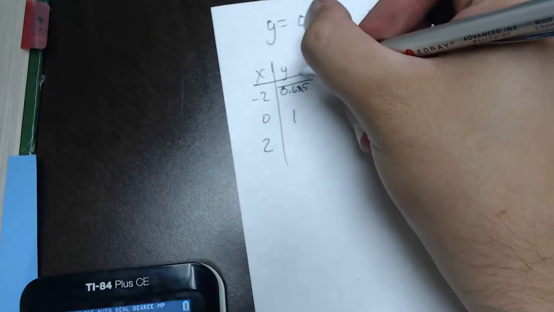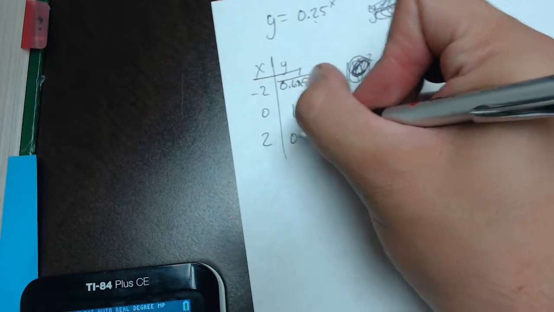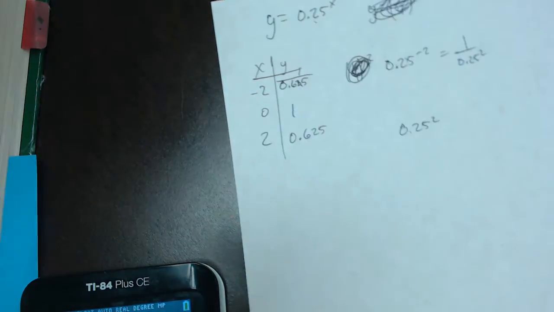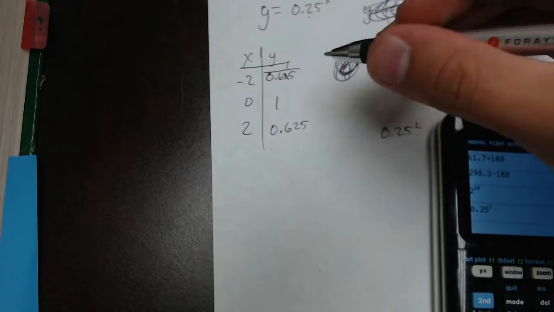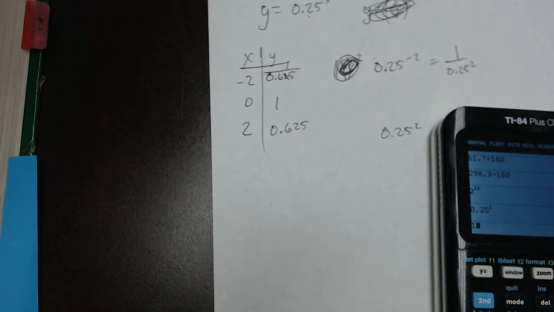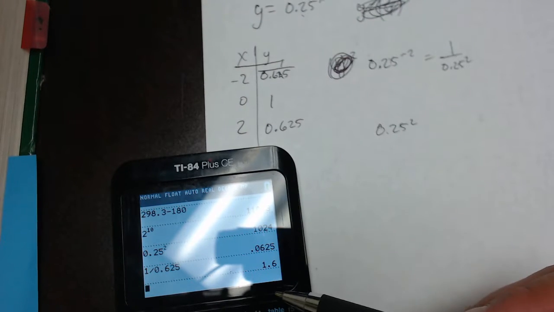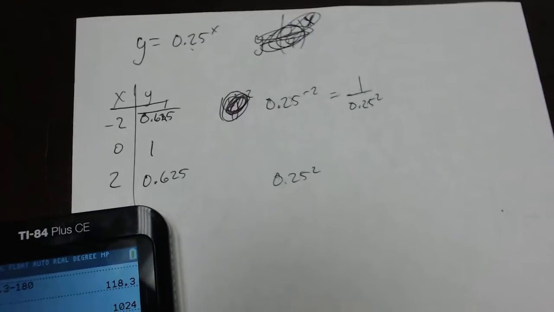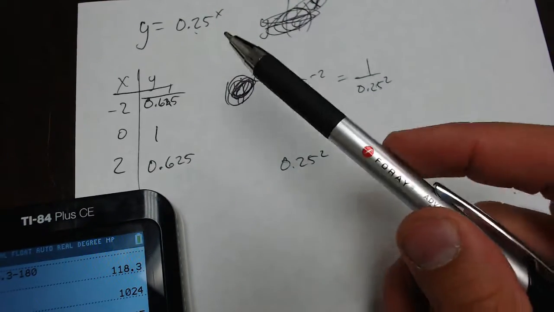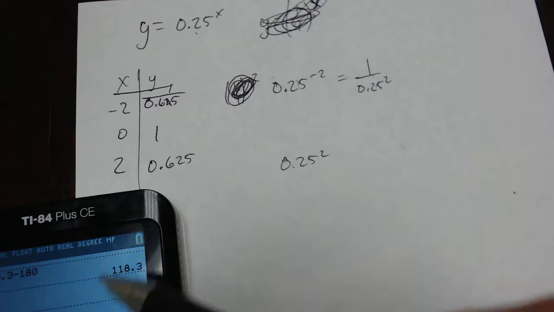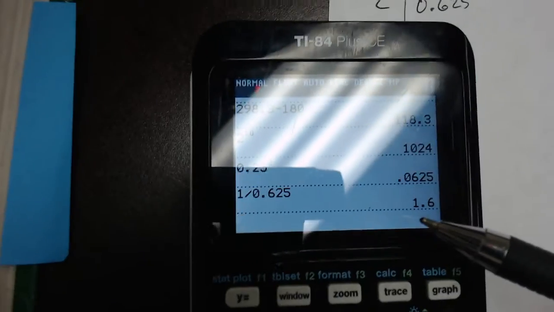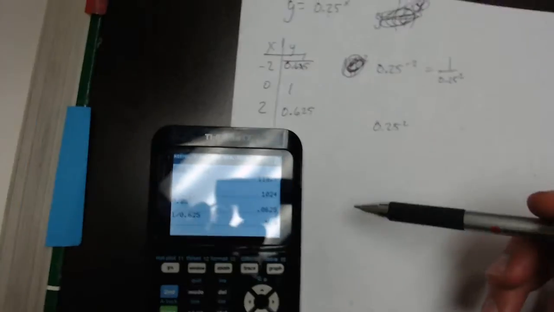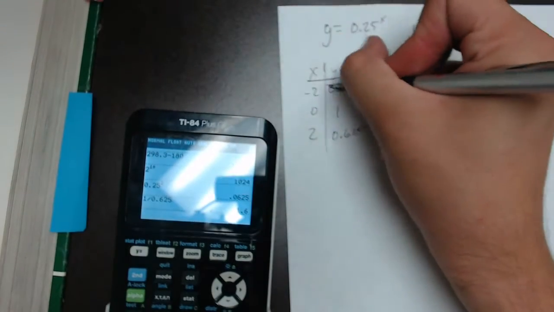Oh, wait, I forgot. That's supposed to be 1 over that. So 0.625. Hold on. Let's go to this top one. I think I might have made a mistake. If we take 1 and we divide it by 0.625, what do we get? Ah, we actually get the number 1.6. All right, so if you're doing this with decimals, be careful about these first ones, because 1 over 0.25 squared becomes 1 over 0.625. Divide 1 by 0.625, and we get the number 1.6. So for negative 2, that should have actually been a positive amount.